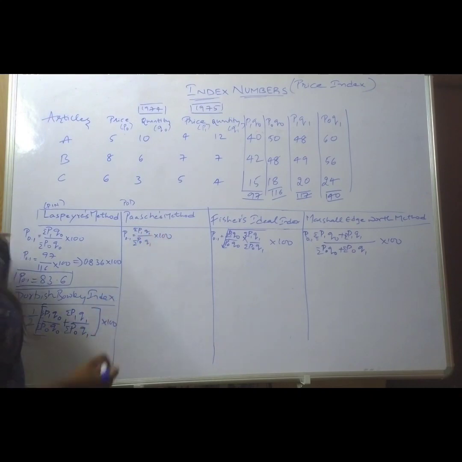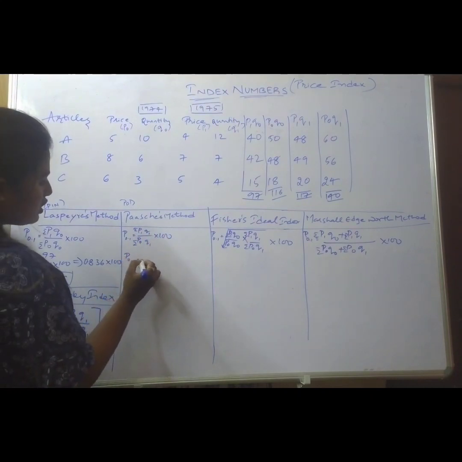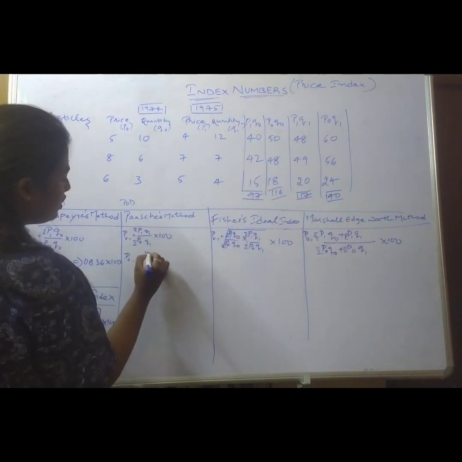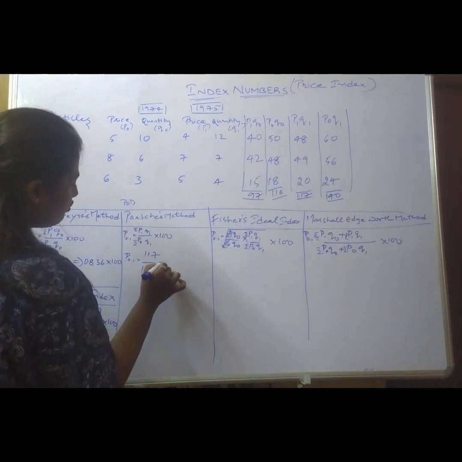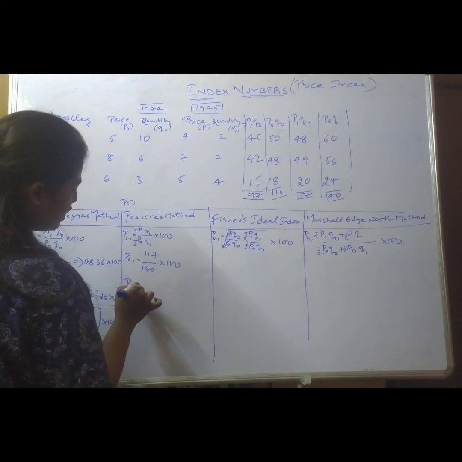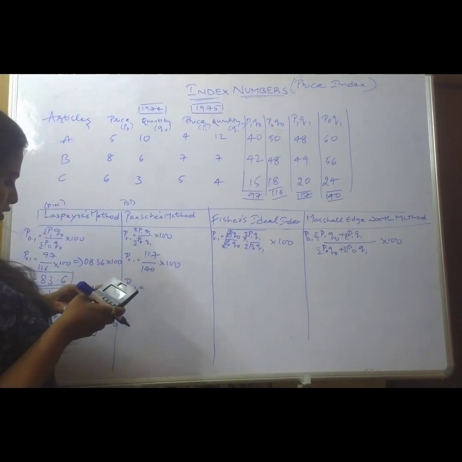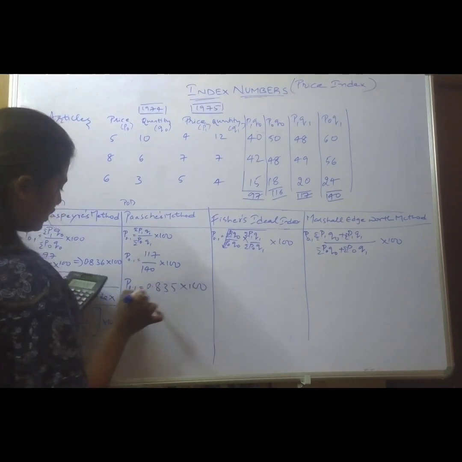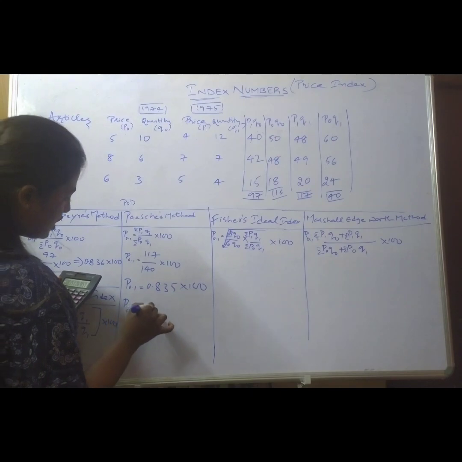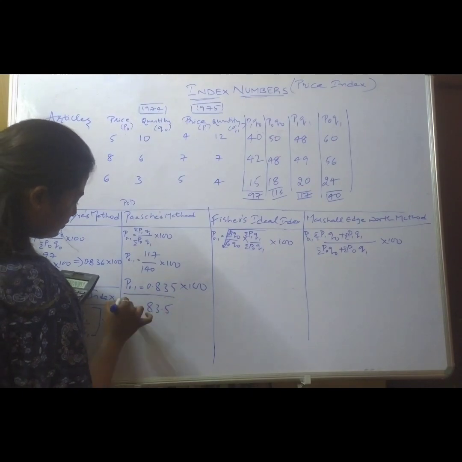Now let's come to Paasche's method. So P01 is equal to summation of P1 Q1, which is 117, divided by summation of P0 Q1, which is 140, into 100. So P01 is equal to 117 divided by 140, that is 0.835 into 100. So we'll get the answer as 83.5.